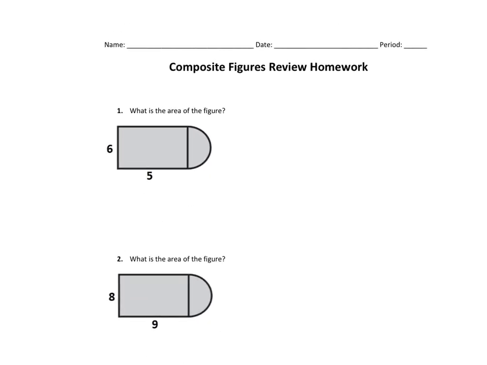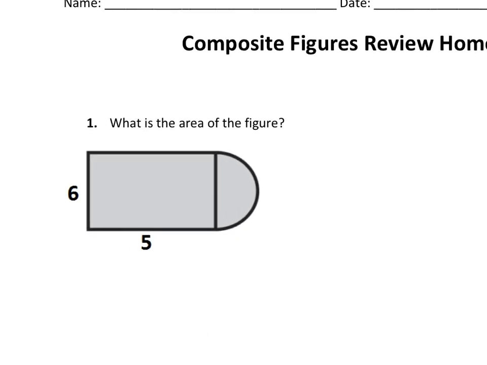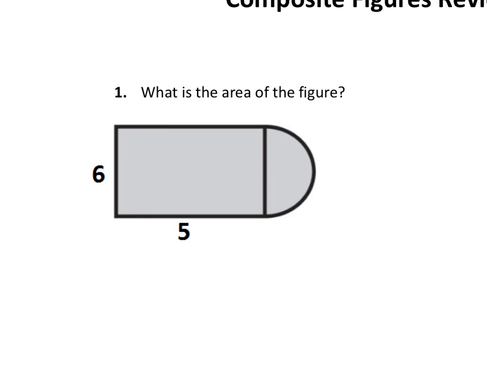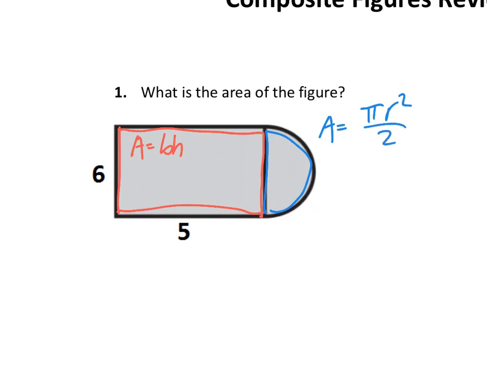This is going to be a quick review of composite figures for 7th grade. Whenever we're looking at figures like this, we've got to figure out what two shapes we're working with. So here I've got a rectangle. Over here on this side I have a semicircle. So the formulas I'm going to use: for the rectangle, area equals base times height, and for the semicircle, area equals pi r squared divided by 2.